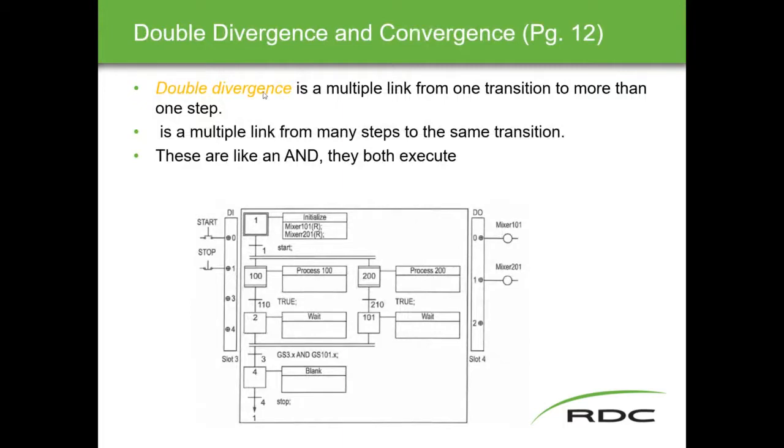Okay, double divergence and double convergence. Similar to the single divergence and single convergence, but they're doubles. Again, looking at them, we're leaving here, so it's diverging. We're coming back in, so it's converging. How is this different than single? Well, this is treated like an AND. So a single one is like an OR, a double is like an AND. So in order to carry on with transition number three, this sequence and this sequence must be true.